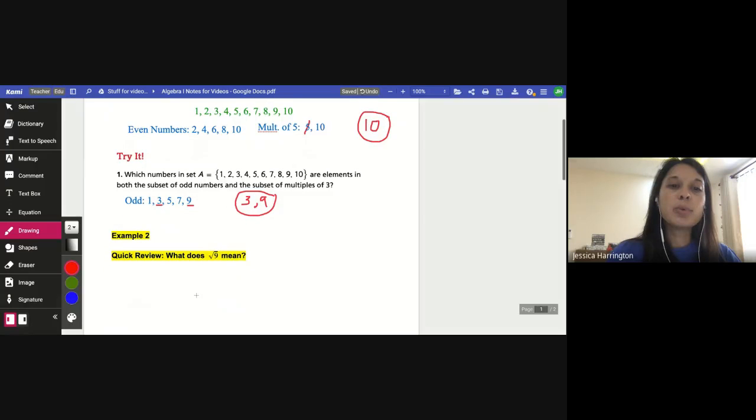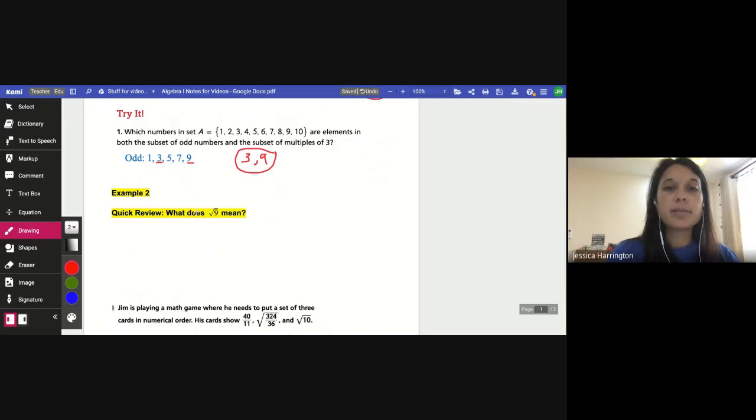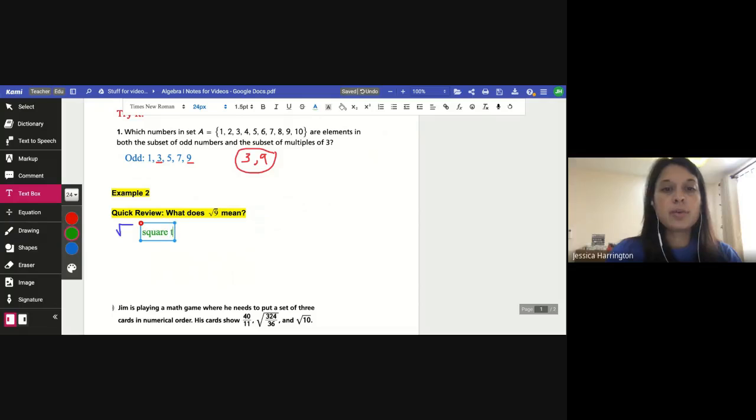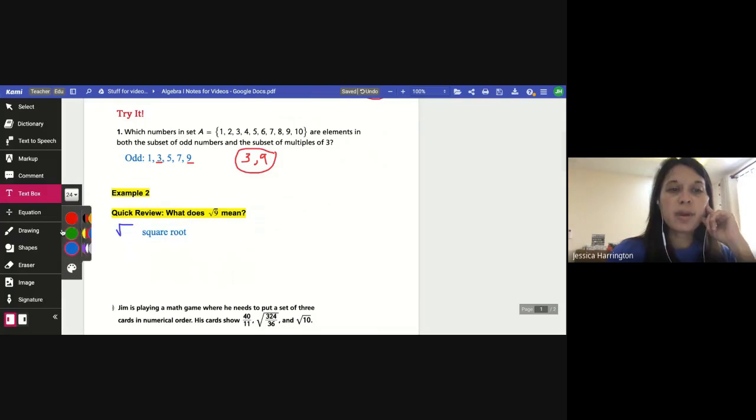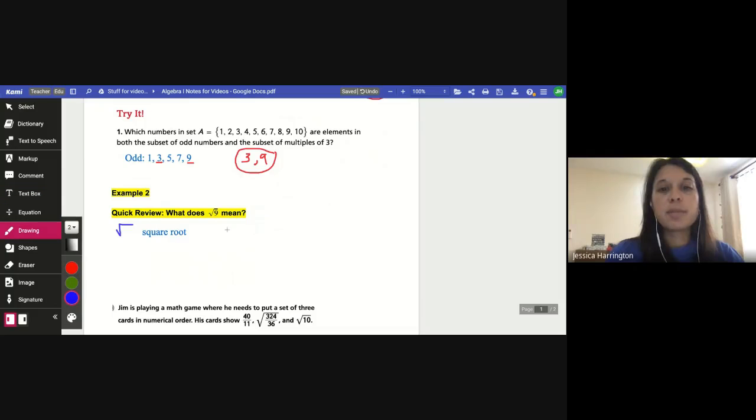All right, for the next example, we need to quickly remember what this symbol means. Hopefully you can remember, it means square root. What is the square root of a number? So we have to remember what square root means. Here it's saying the square root of 9. So it's asking you, what is a number that you can multiply by itself to get 9? Well, I know I can multiply 3. Sorry, I didn't mean to add that line right there.